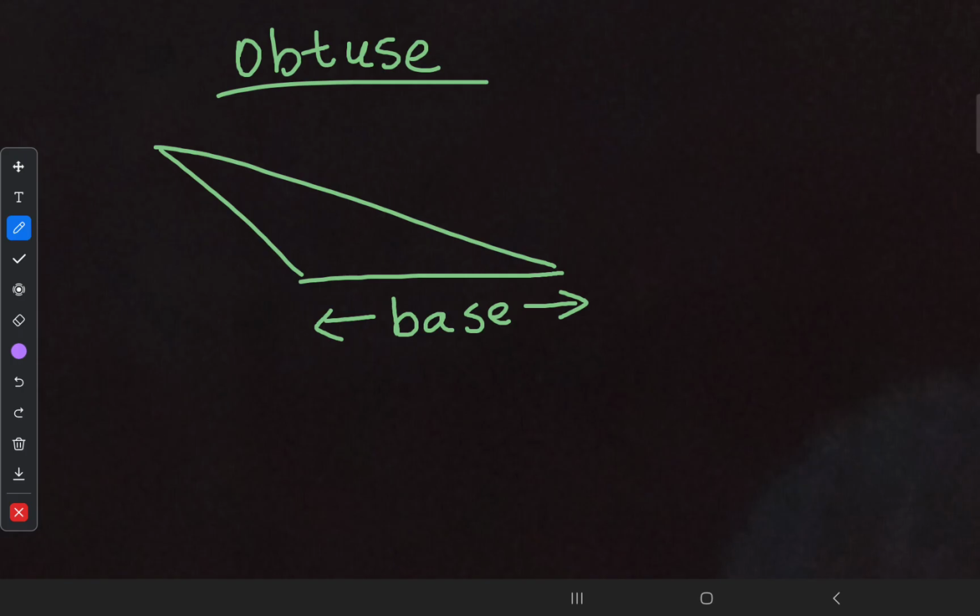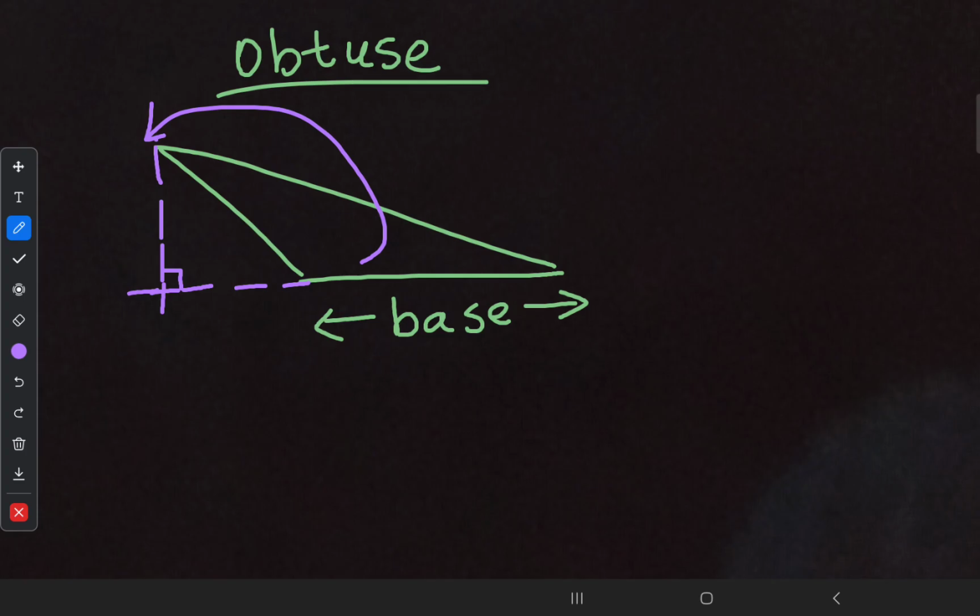For that, you have to extend this line. You should extend the base and connect this with respect to your opposite vertex. What is the definition for perpendicular height? From its opposite vertex, when we draw a perpendicular line, that's going to be our perpendicular height.